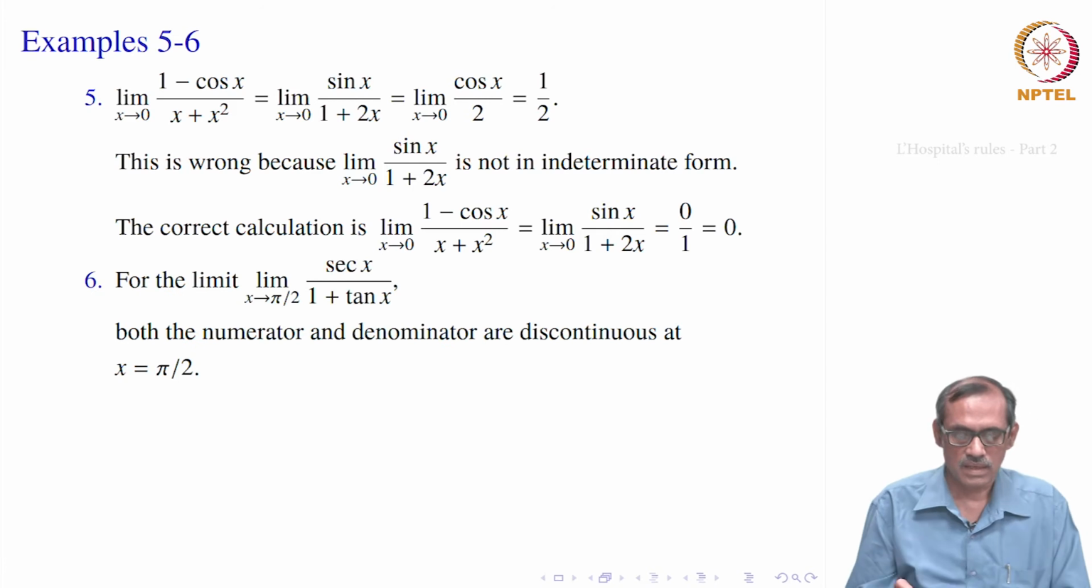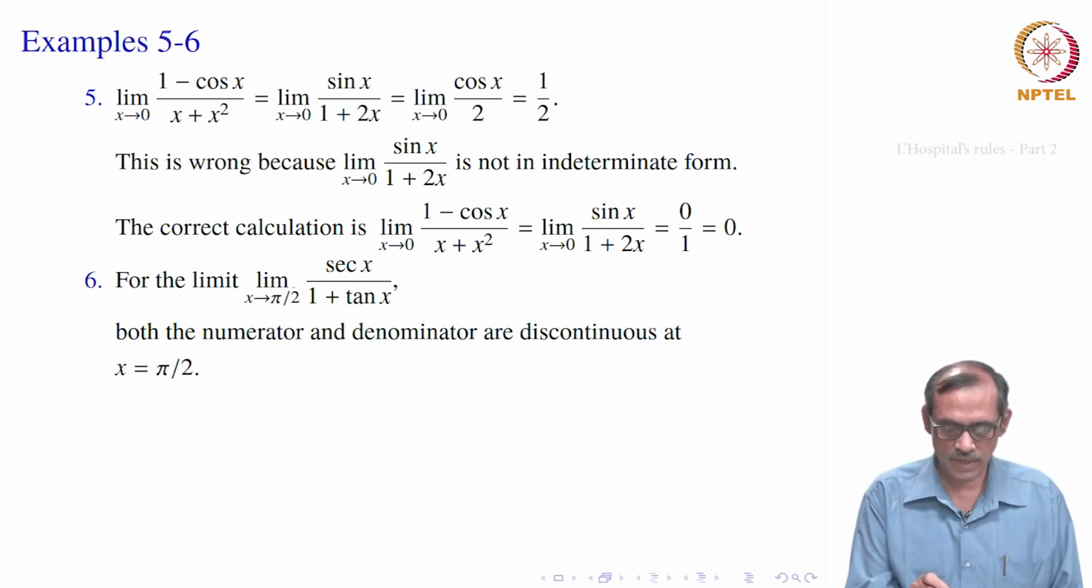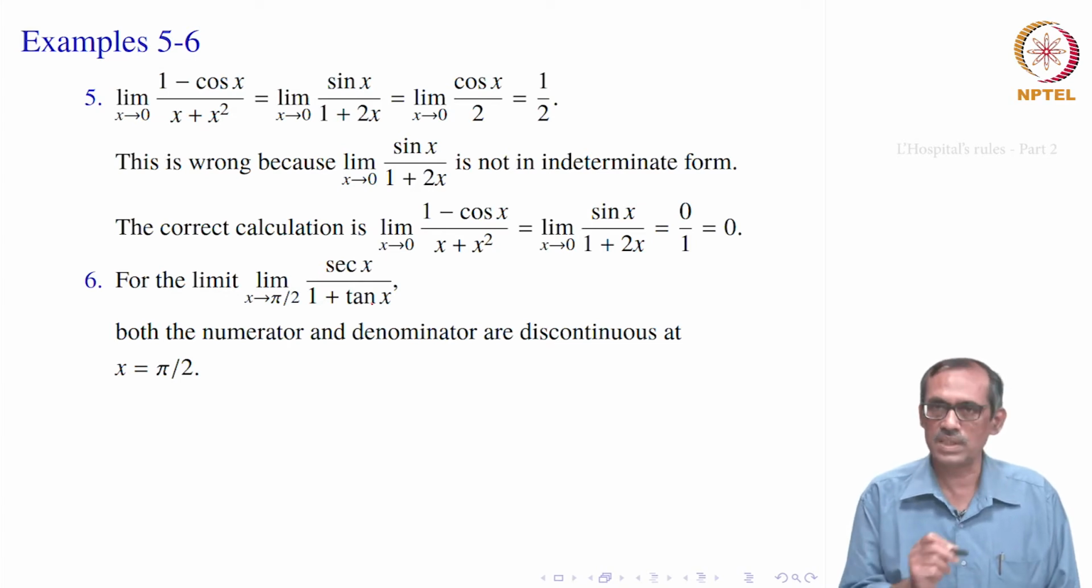Okay. Now, let us go to the sixth one. Here we try to find the limit as x goes to pi by 2 of secant x by 1 plus tan x. At pi by 2, tan x has a problem, tan x blows up to infinity, and secant x also goes to infinity.